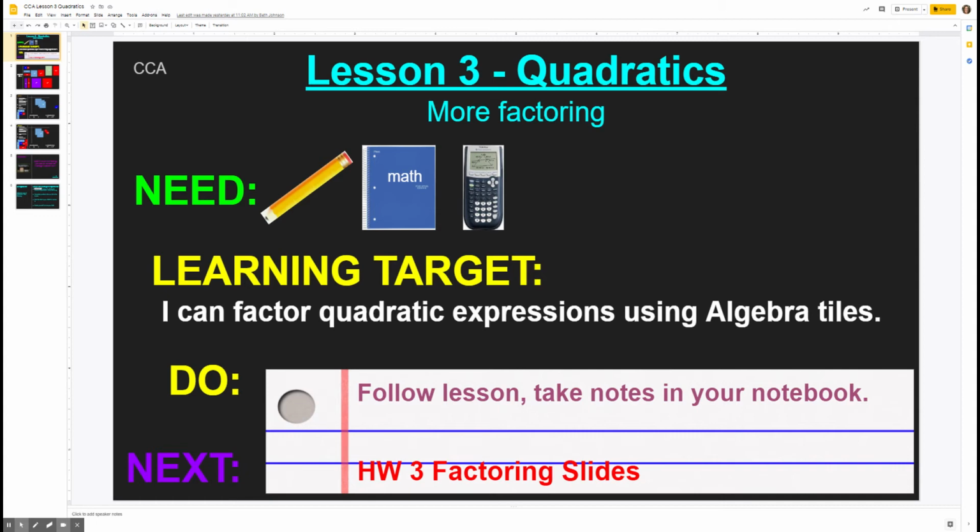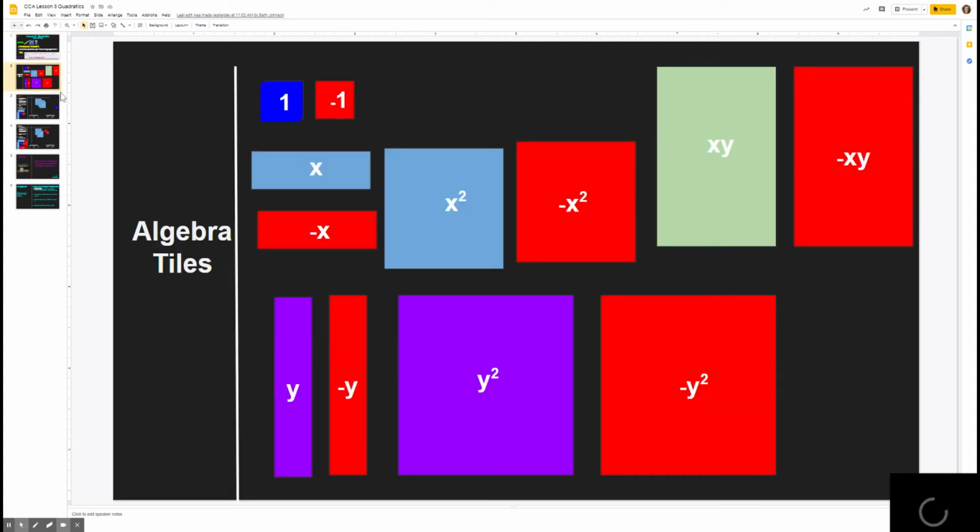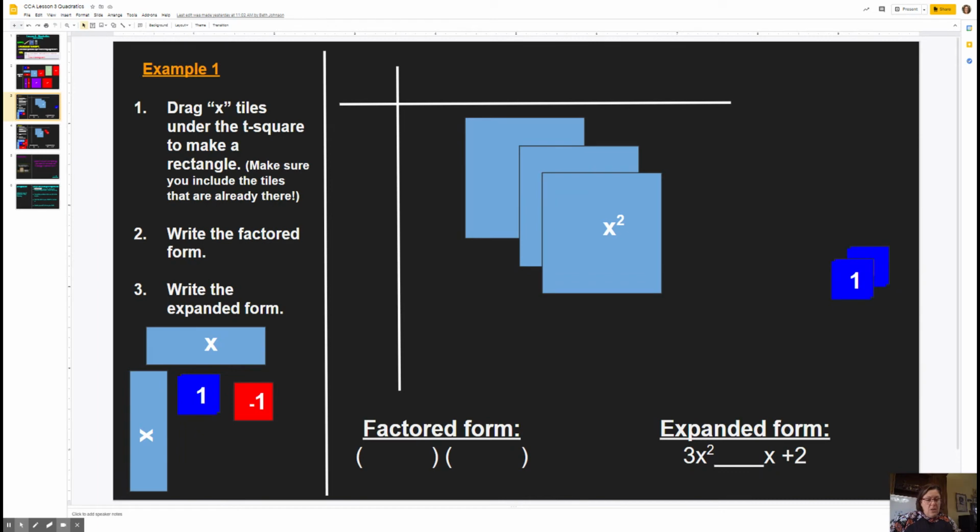All right, so lesson 3, again, more work with quadratics. The second slide here is just a reminder about all those different tiles that we have available to us. Remember, the red sides are the negatives, the non-red sides are the positive. So we're going to move right into our first example.